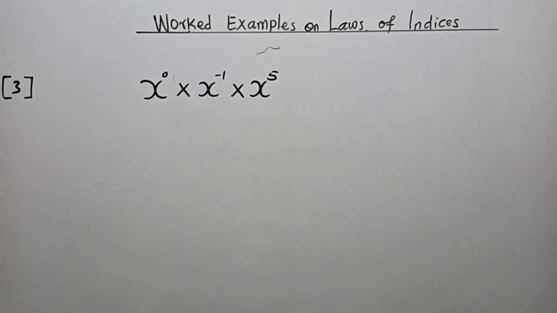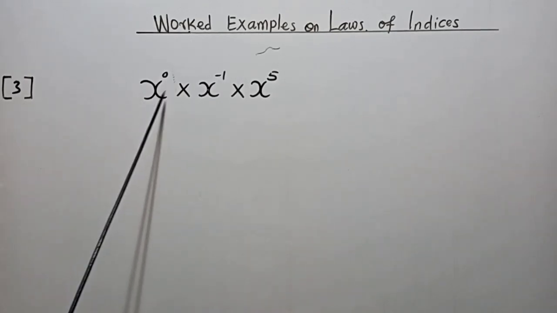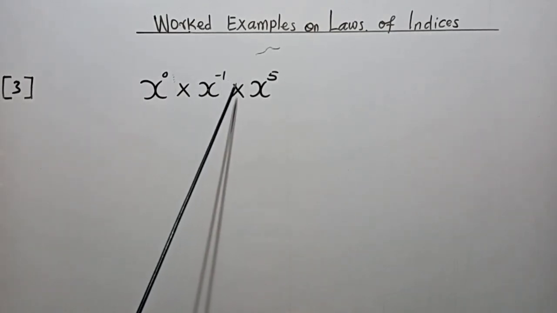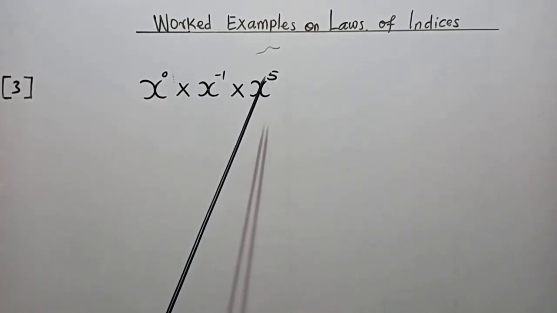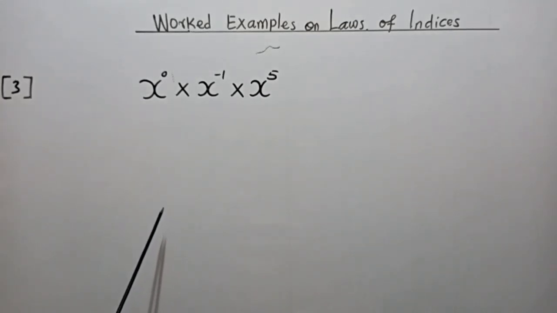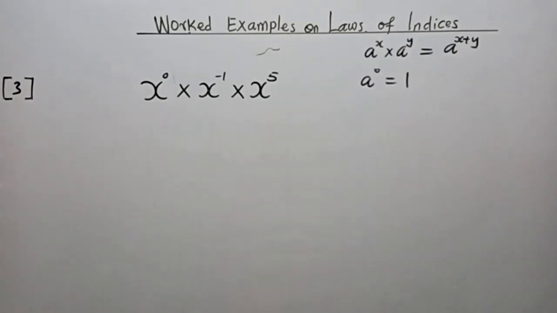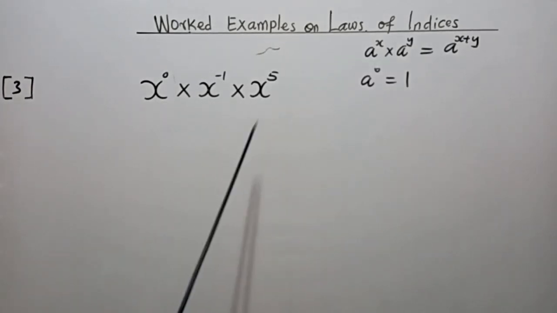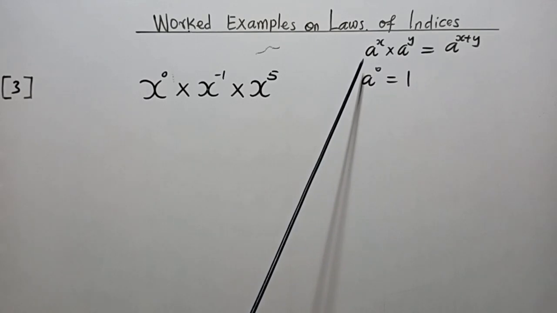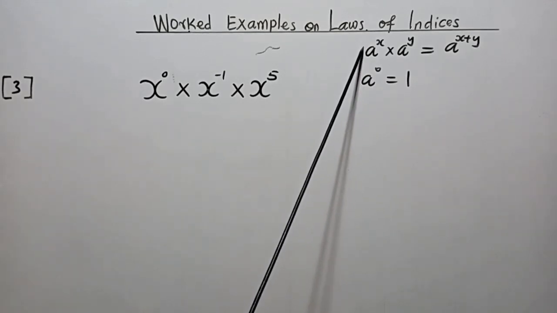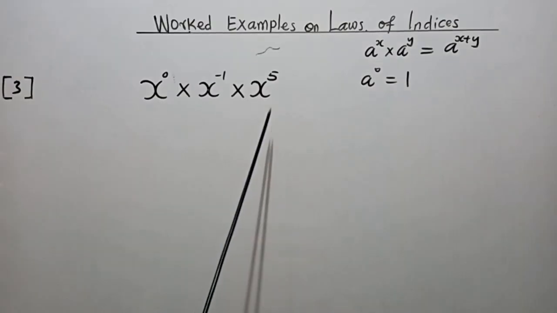This example says x to the power 0 times x to the power minus 1 times x to the power 5. What do we do? We are going to apply a law or a group of laws. Which laws are applicable here? These laws are applicable, this first law and this one. Let me apply this in simplifying this operation.